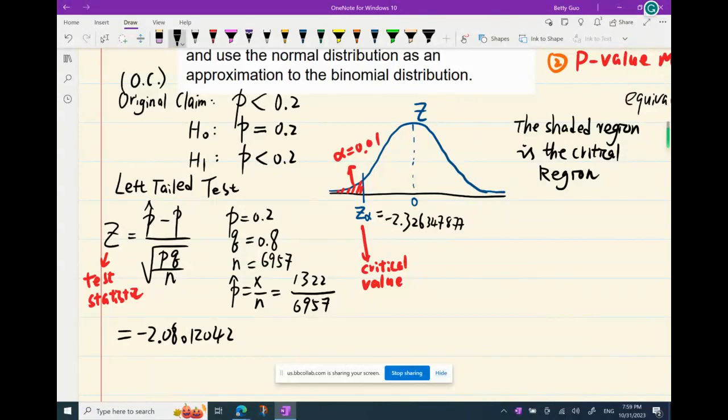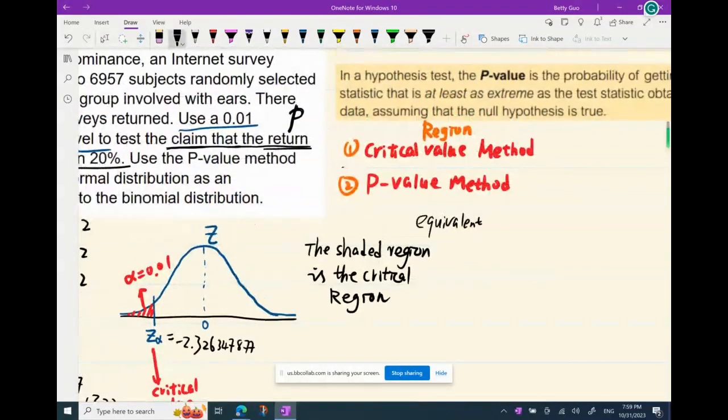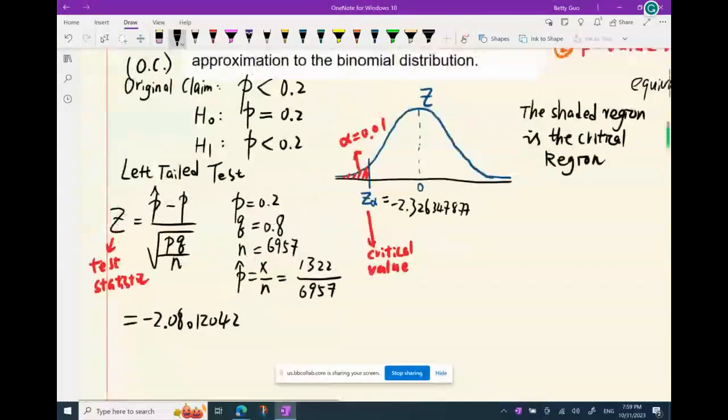So now we have our critical value, and we also have our test statistic, and we are ready to apply the first method, the critical value method or critical region method. To apply it, we need the critical value and the test statistic. The order doesn't matter. We have the critical value Z sub alpha and we have the test statistic Z.